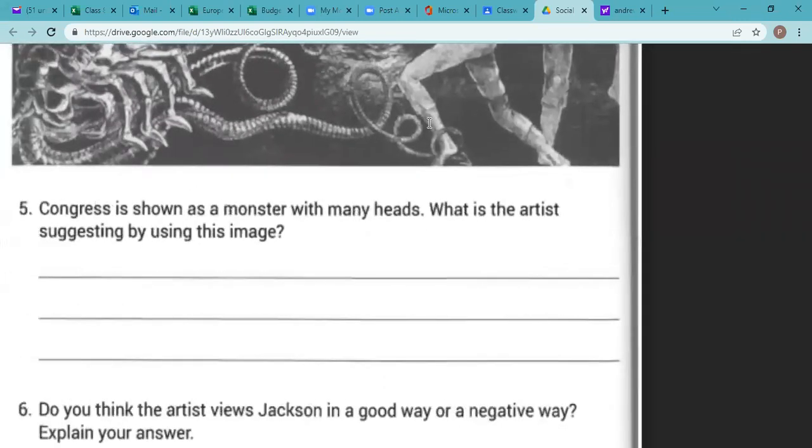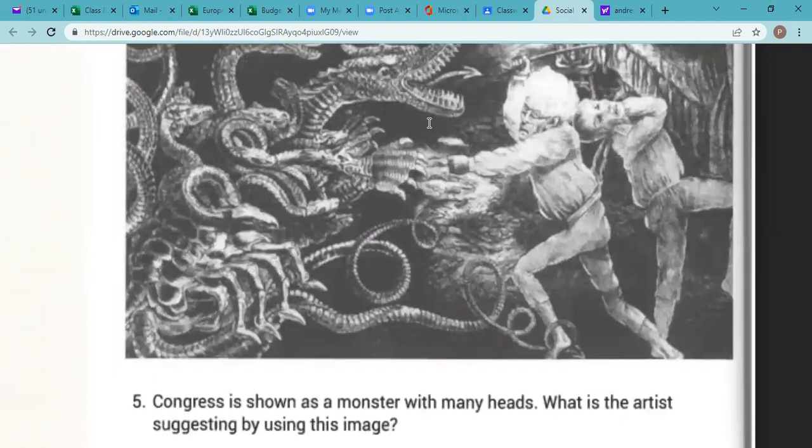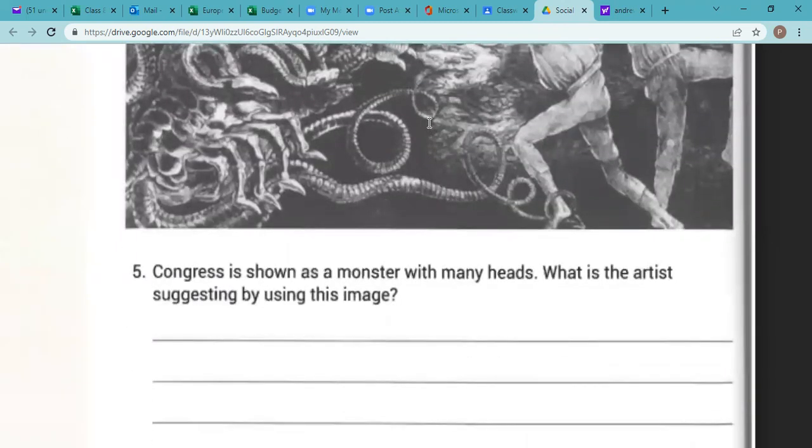All right. So it says here in number 5, Congress is shown as a monster with many heads. Whoa. So the monster is representing Congress. Interesting. What is the artist suggesting by using this image? All right. So pause and go ahead and write down your answer.